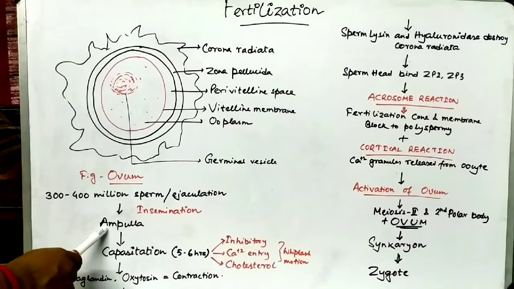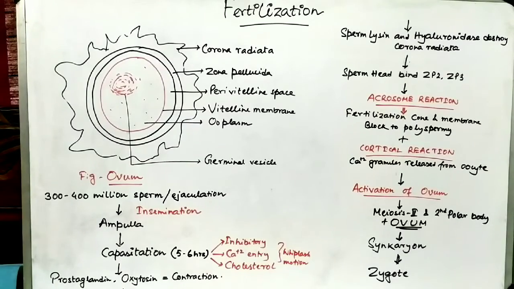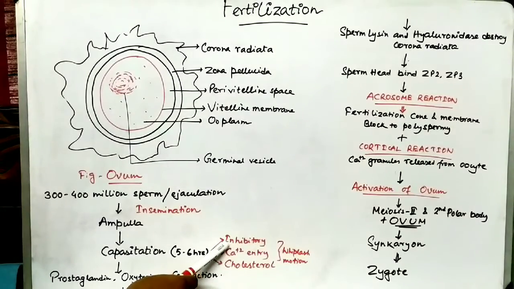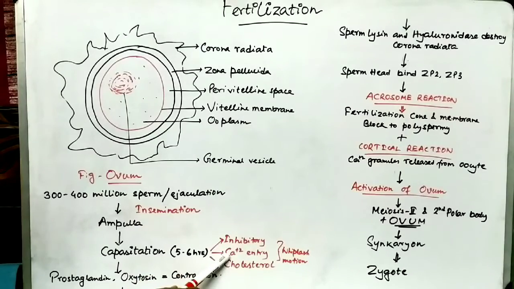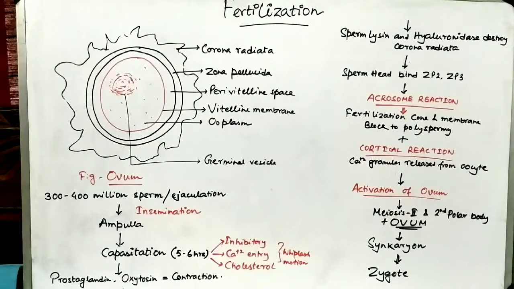and then they will reach the ampulla. From the ampulla the sperm will undergo a special process which is known as capacitation. Capacitation means activation of sperm. So sperm is partially inactivated when it is released from the male body, and it is activated by releasing some inhibitory factors. Calcium ions enter inside the sperm, and cholesterol is released from the sperm. So these three processes in unison are called capacitation.